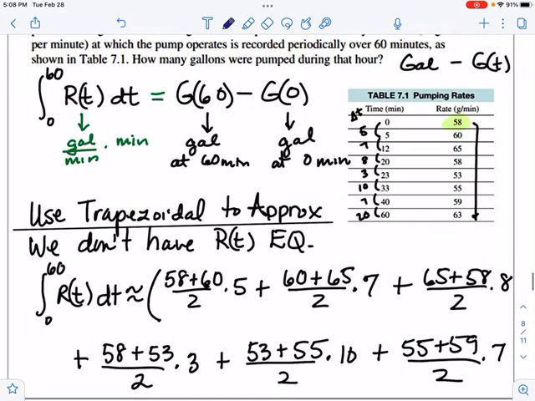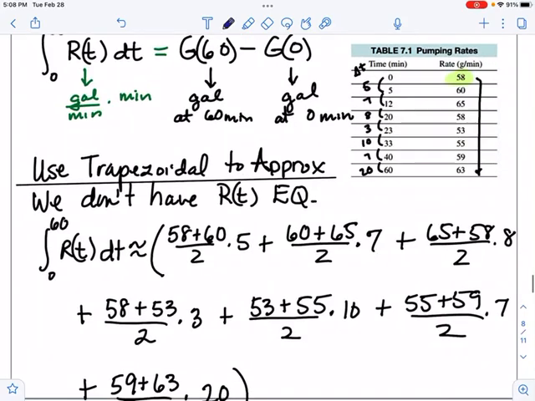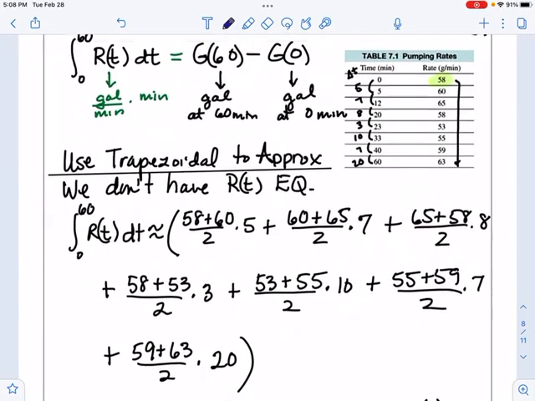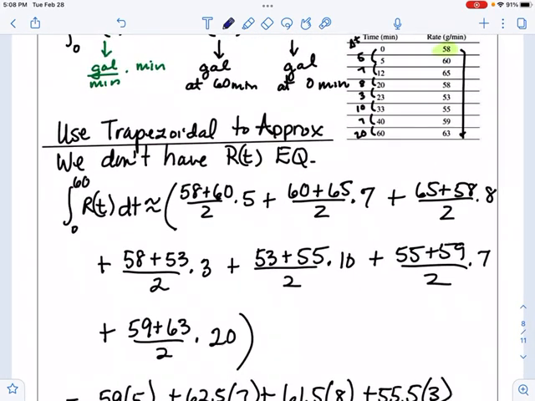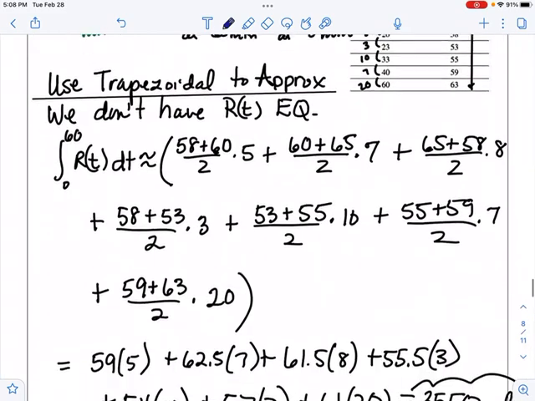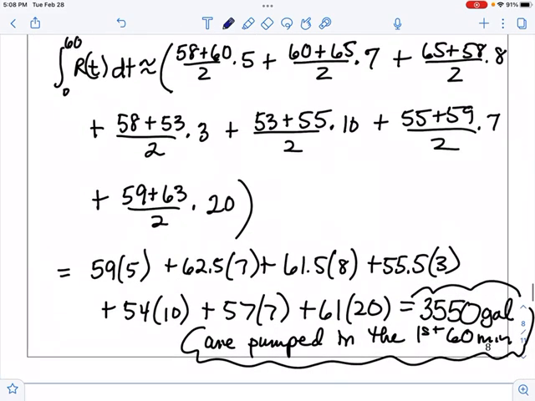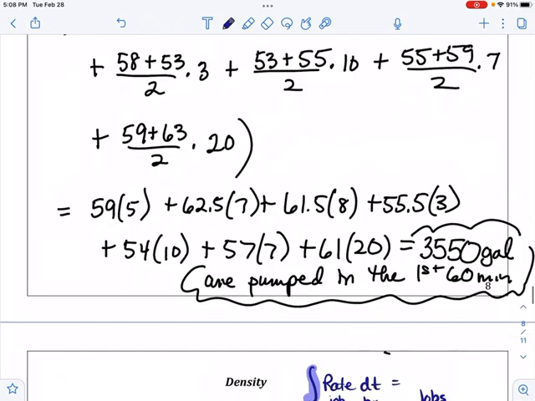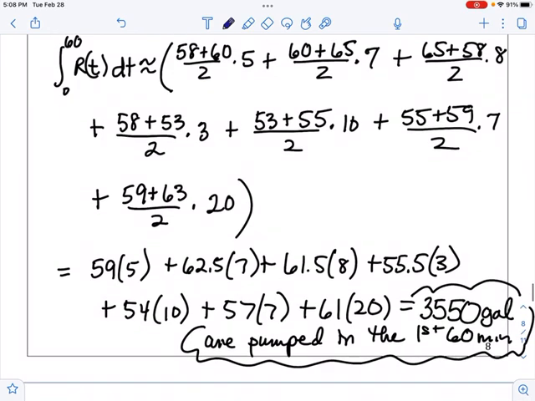So we're taking that table and we're using a numerical method to approximate what the integral of R of t dt would be. So I chose to use trapezoidal to approximate, and we don't have an R of t equation, but we're able to then go ahead with trapezoidal, get our final value, and I know it was kind of quick, but I just wanted to make sure that we went through this. I got 3,550 gallons are pumped in the first 60 minutes after doing the trapezoidal.